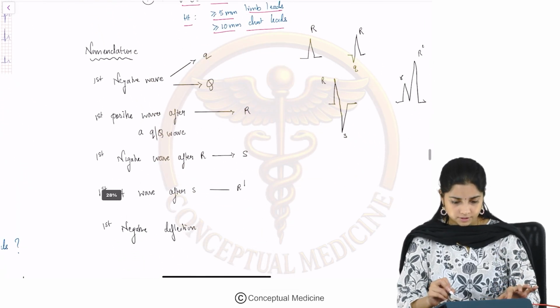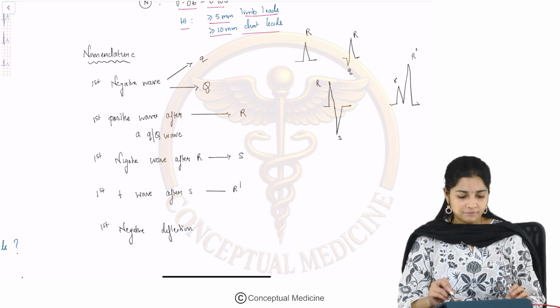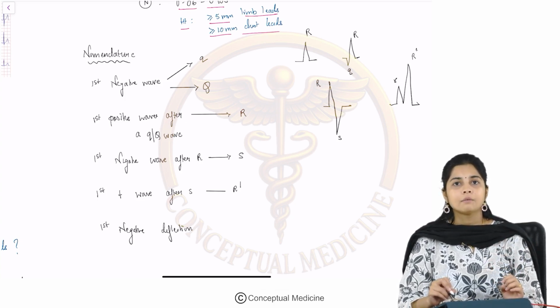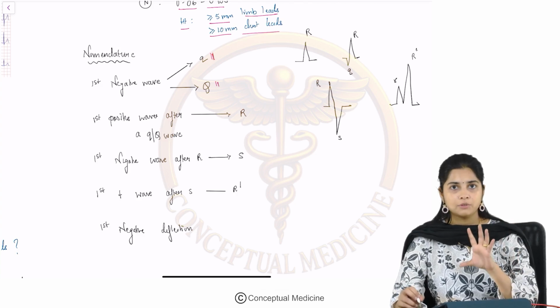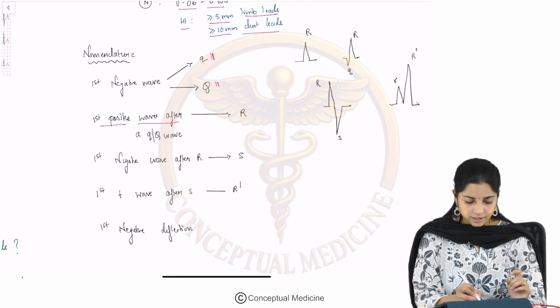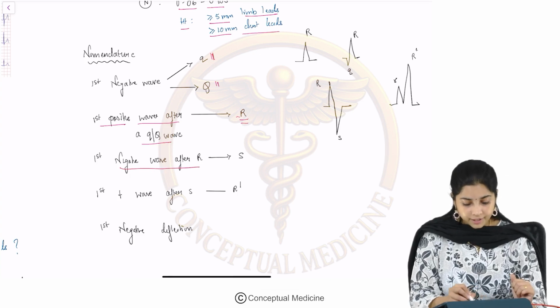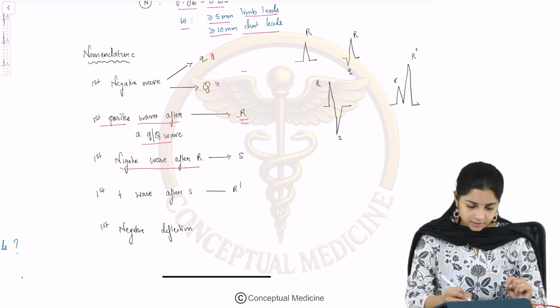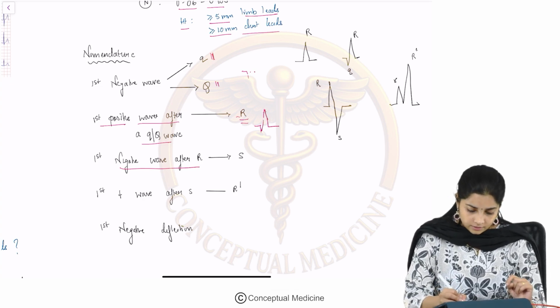Let us look at the nomenclature of a QRS complex. After the P wave and the PR segment, if you have a first negative wave, it is denoted by q or Q, a small q or a capital Q. The first positive wave after a Q wave is denoted by R. The first negative wave after the R wave is the S wave. So you have a first negative wave which is a Q wave, then a positive wave which is your R wave.